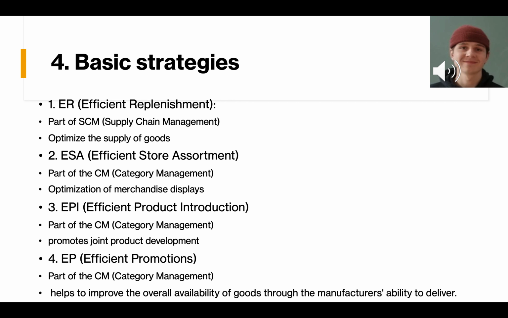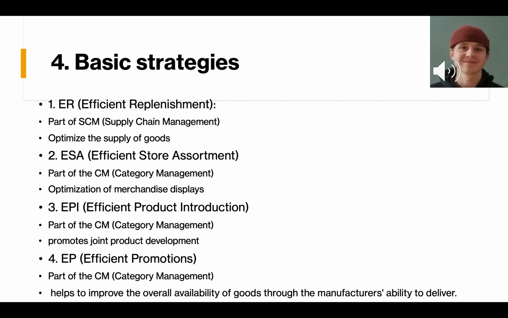The first strategy is called efficient replenishment. It is part of supply chain management and aims to optimize the supply of goods. Logistics areas such as transportation, warehousing, and goods handling are to be mapped transparently for the entire logistics chain with the help of standards, special logistics concepts, and information technologies. Order quantities are calculated automatically and the sale of goods and replenishment of goods are coordinated. Just-in-time delivery can reduce inventories and still ensure high availability of goods.